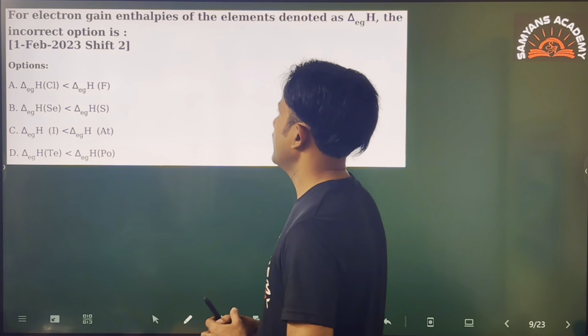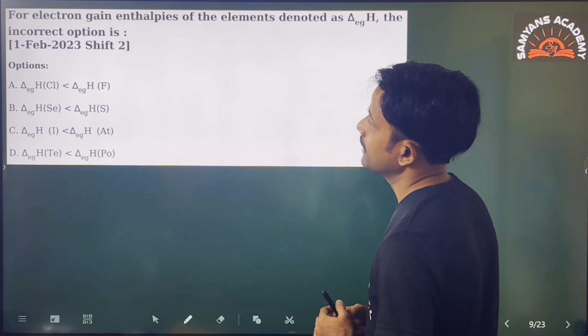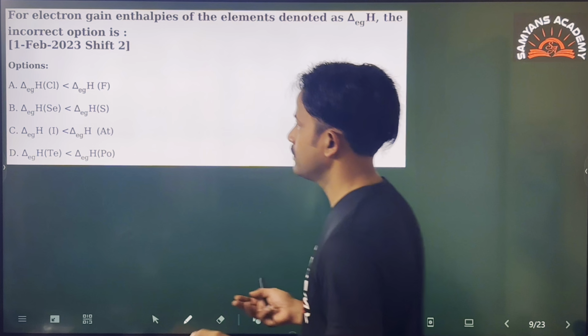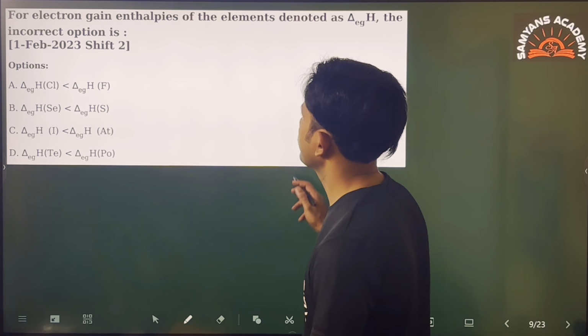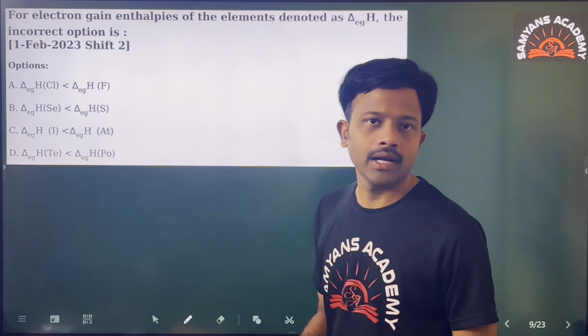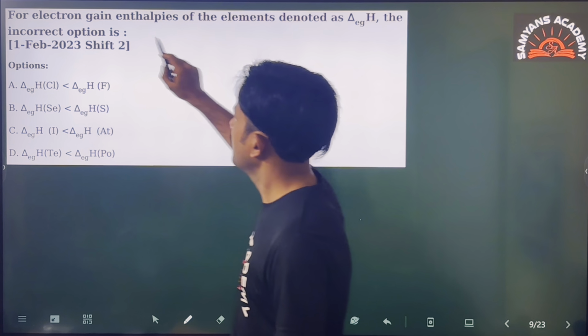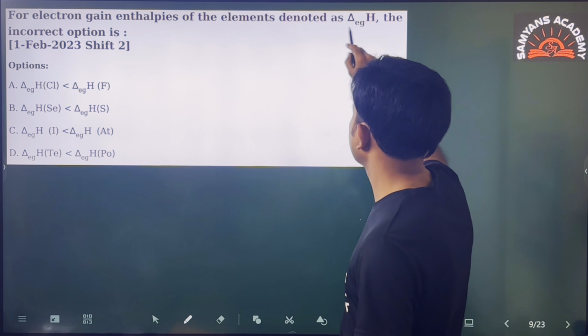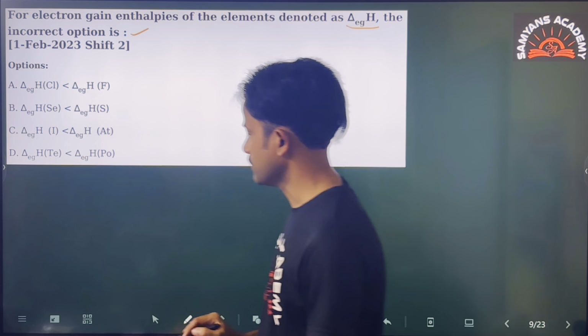For electron gain enthalpies of elements denoted delta H, the incorrect option is, already you know that chlorine. Between chlorine and fluorine, which one has more electron affinity value? Chlorine has more electron affinity value compared to fluorine, right? So now you see, for electron gain enthalpy of the element denoted with delta H, you have to select the incorrect option.